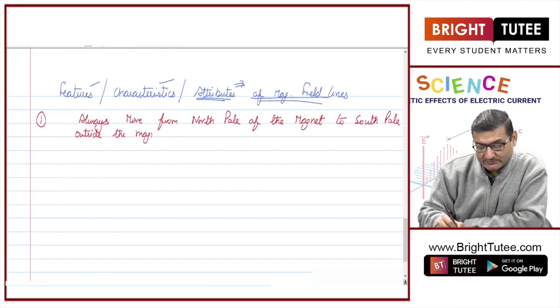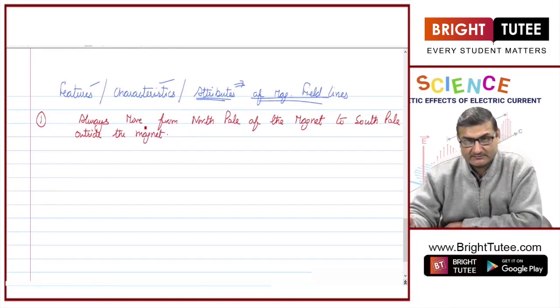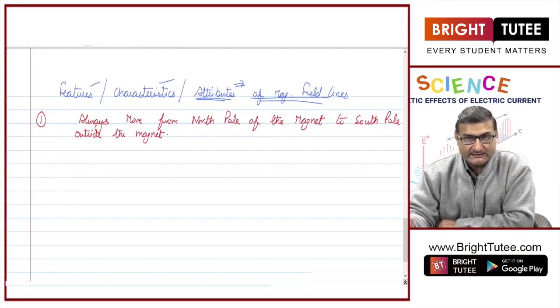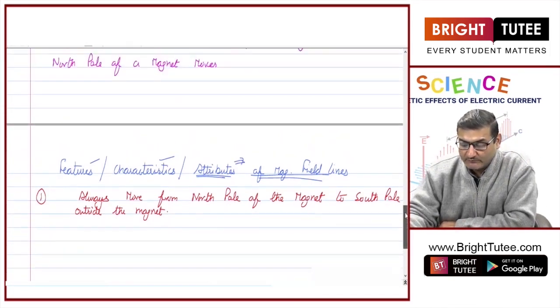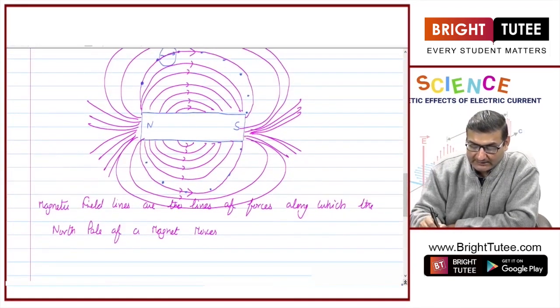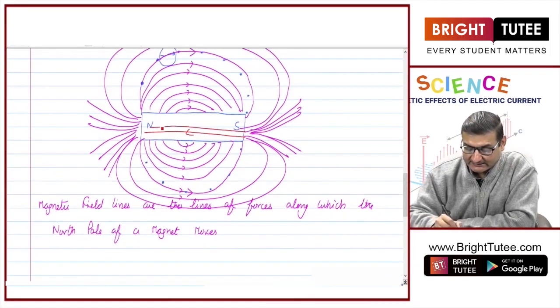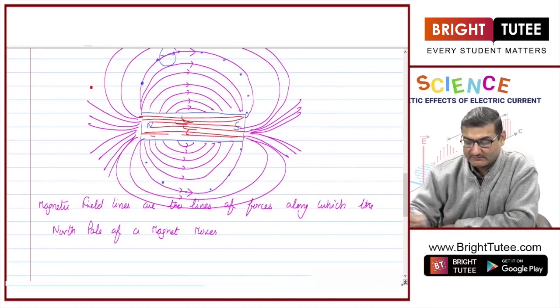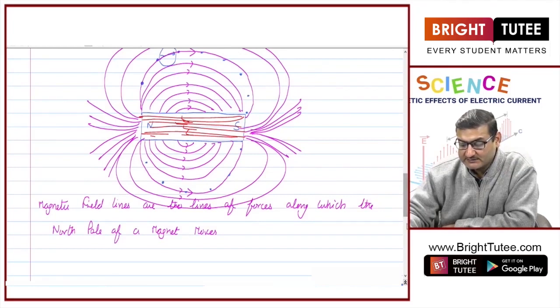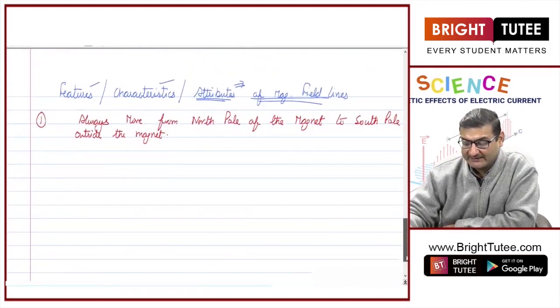Inside, actually it is opposite. We will study in the next topics that inside, the magnetic field lines are opposite. They move inside from south to north like this. It completes like this. Right. So these magnetic field lines, they move like this. Fine. This is the first characteristic of magnetic field lines.